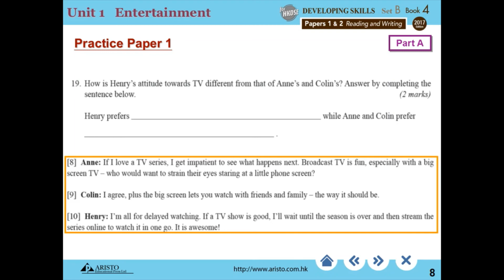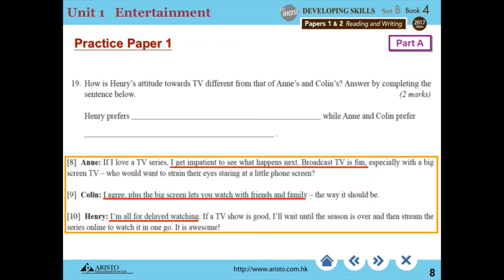Let's take a closer look at the comments. Anne says, I get impatient to see what happens next. Broadcast TV is fun. Anne is all about knowing what happens in a TV series right away. The question implies that Anne and Colin have a similar attitude towards TV. If we look at Colin's comment, I agree. Plus, the big screen lets you watch with friends and family. So, similar to Anne, Colin also prefers watching broadcast TV.